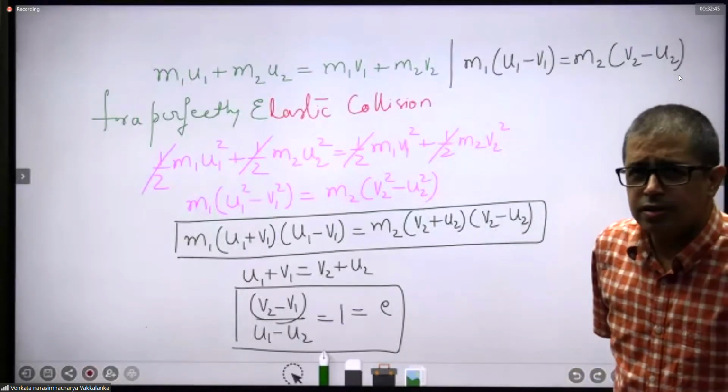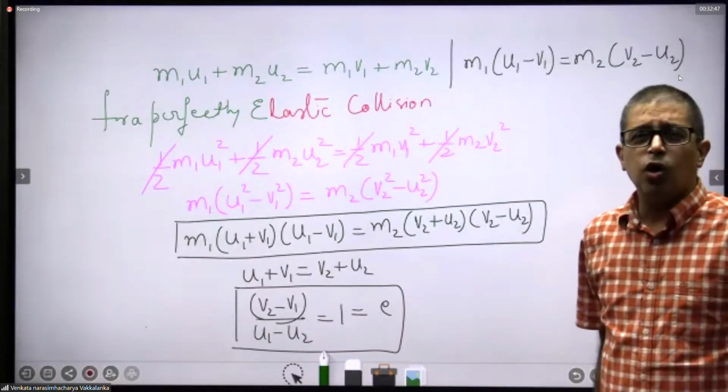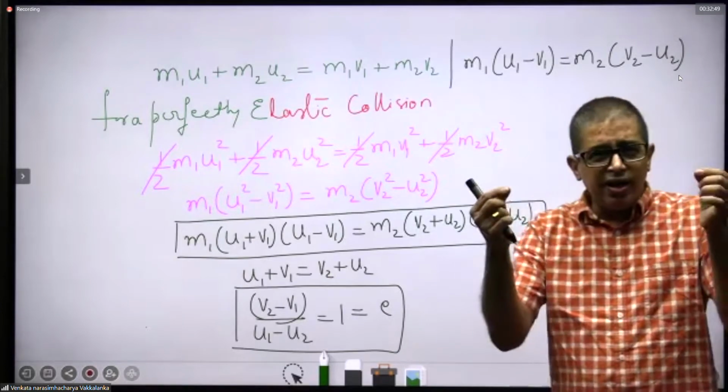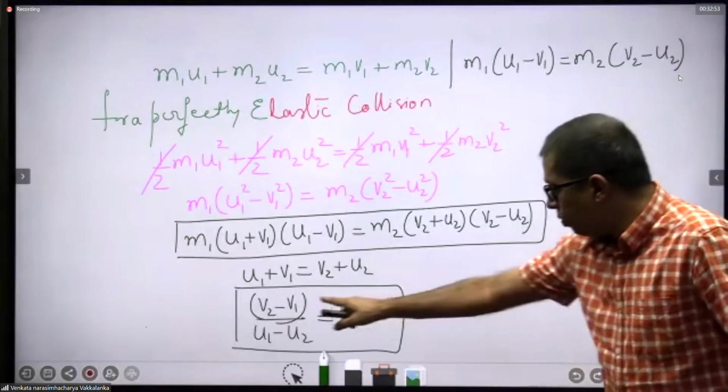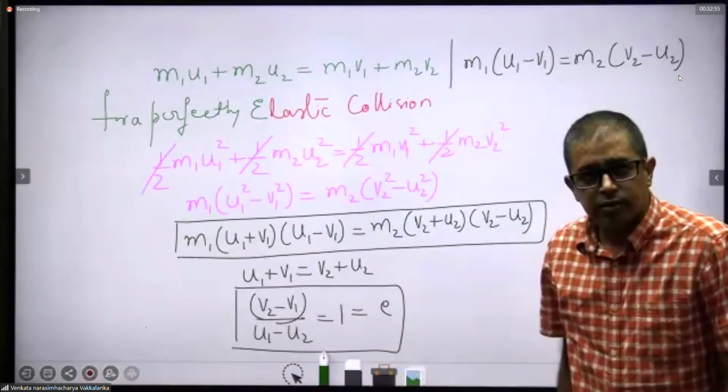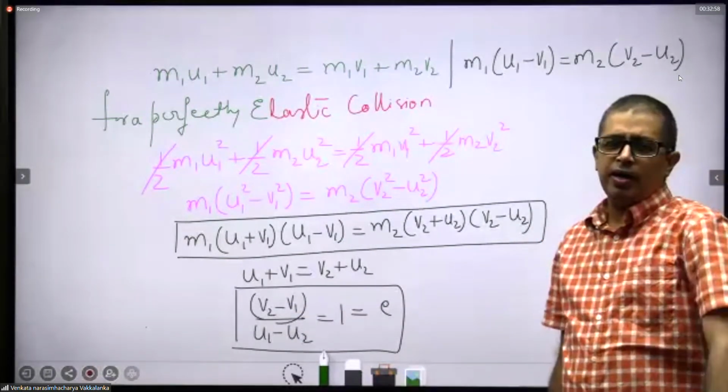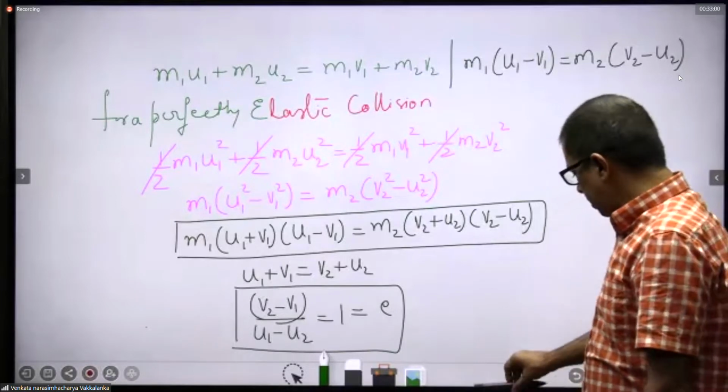Obviously, right? In a perfectly inelastic collision, both the bodies stick to each other. What will V2 minus V1 be? Zero. Wonderful.